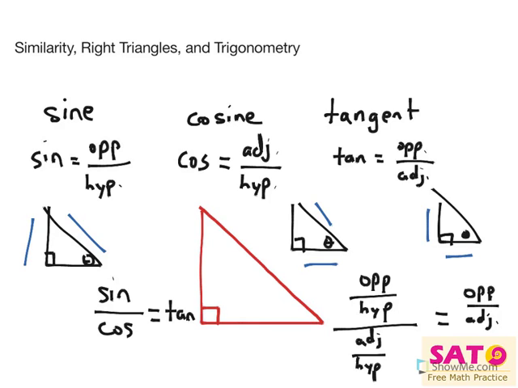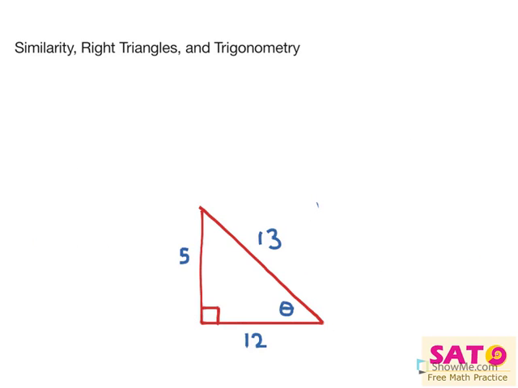Now let's try this with a sample problem. Let's say we want to find this angle, which I've marked with theta, a Greek letter that normally represents angles. We can use any of them since I've given you all these sides. So let's say we use tangent. Tangent would be tan theta equals opposite 5 over adjacent 12. If we enter that into our calculator, we should get about 22 degrees.